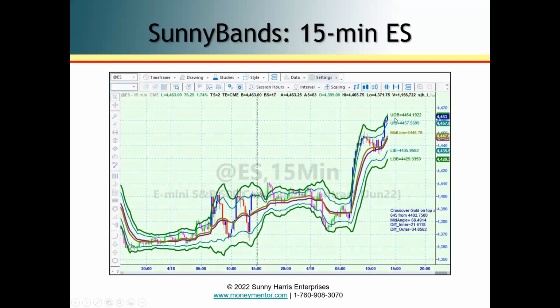So here it is. This one, I have the text turned on. You can see upper outer band, upper inner band. The midline is a real crucial number, lower inner band and lower outer band. Also at the bottom, it says the crossover is gold on top. It tells you at what time and from what price they crossed over. It gives you the angle of the ascent or descent of the price, and tells you right here that the difference between the inner bands is 21 points. The difference between the outer bands is 34 points. And I look for moves to go from one band to the other. It's back and forth, back and forth. And I can read on these bands where it's going and how far it's going and how fast it's going.